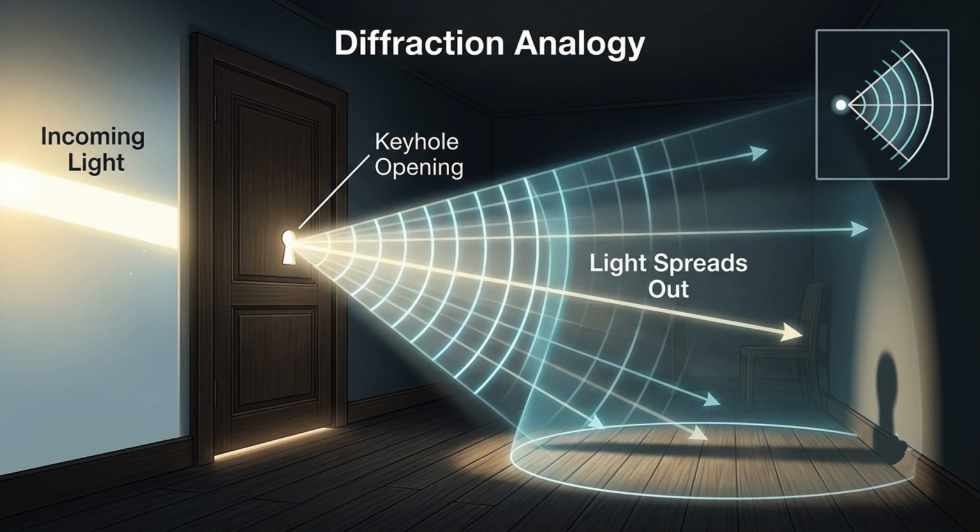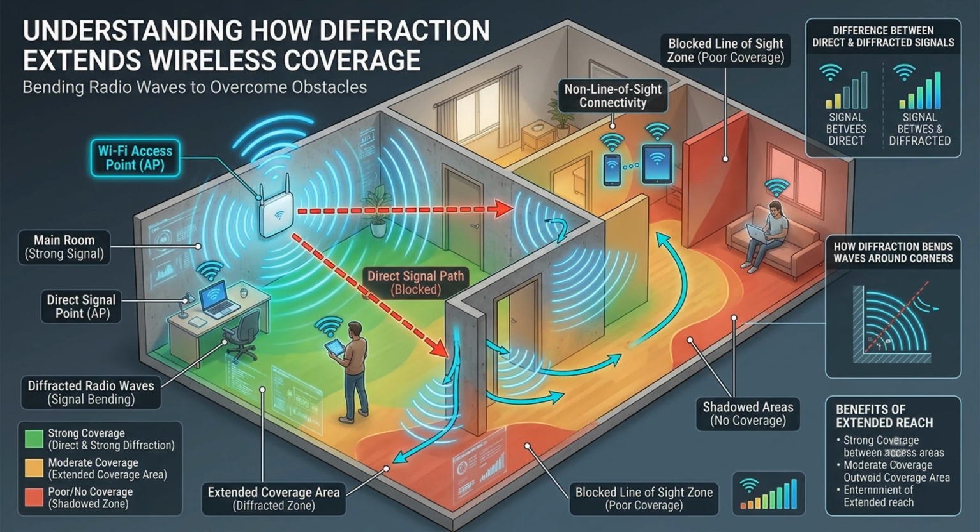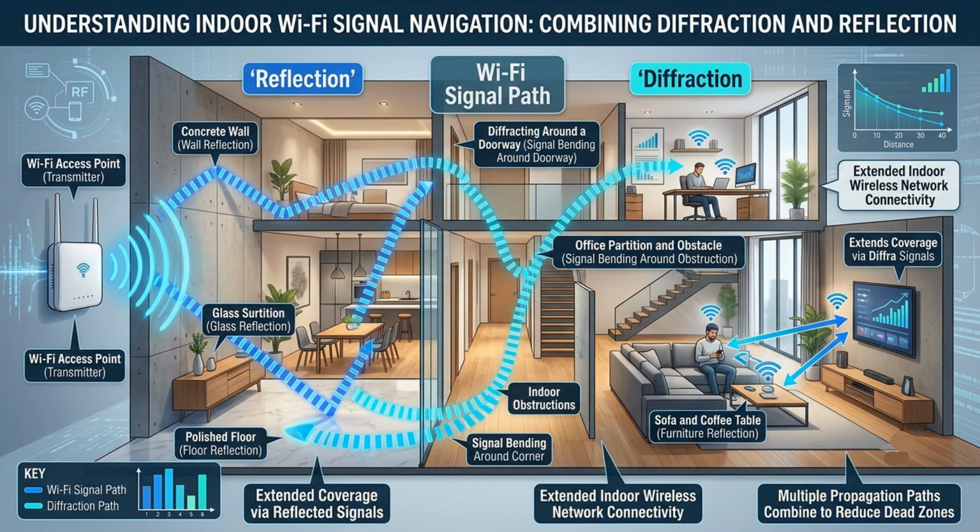A simple way to visualize diffraction is to imagine light entering a dark room through a keyhole. Instead of remaining confined to a narrow beam, the light spreads out and illuminates part of the room. Similarly, radio waves can bend around corners, doorways, and other obstacles, enabling communication even when a direct path is blocked. In wireless networks, diffraction plays an important role in extending coverage into areas that would otherwise receive little or no signal. Combined with reflection, it helps Wi-Fi signals navigate around walls, furniture, and other indoor obstructions.